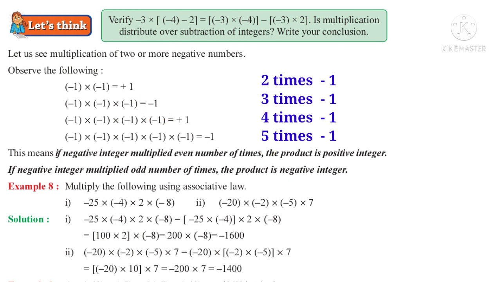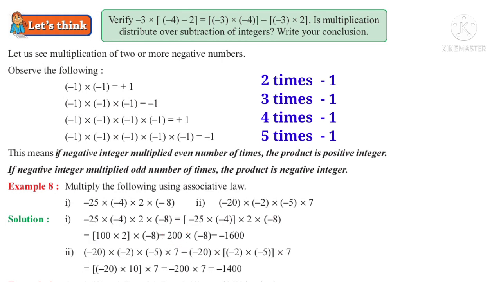Now example 8. Multiply the following using associative law. Solution 1. Minus 25 into minus 4 into 2 into minus 8. Here group the numbers which give 100, 1000. Observe that minus 25 into minus 4 is 100, into 2 is taken into minus 8. That is, 100 into 2 is 200. 200 into minus 8 is minus 1600.